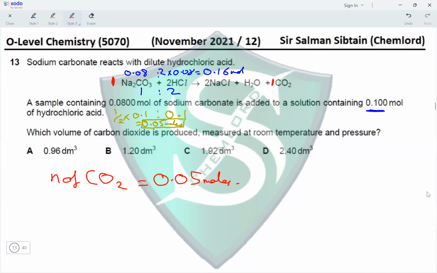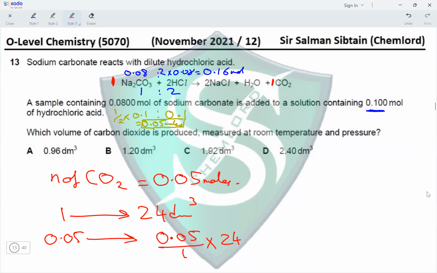Now, we need to calculate the volume at room temperature and pressure. 1 mole of any gas occupies a volume of 24 dm cube. So 0.05 moles of carbon dioxide would occupy a volume of, this would be calculated as 0.05 divided by 1 multiplied by 24. And we would end up with the answer of 1.2 dm cube. So this makes option B the correct option for this question.